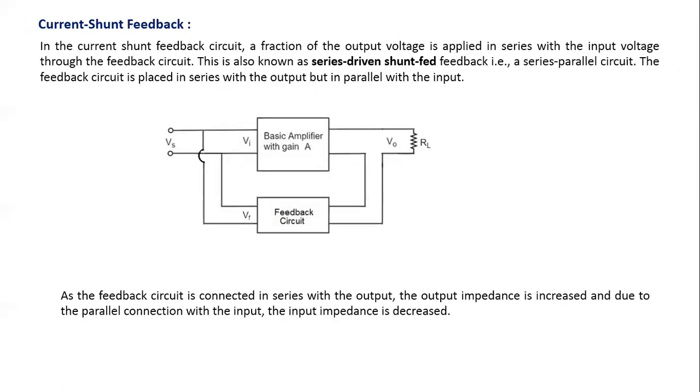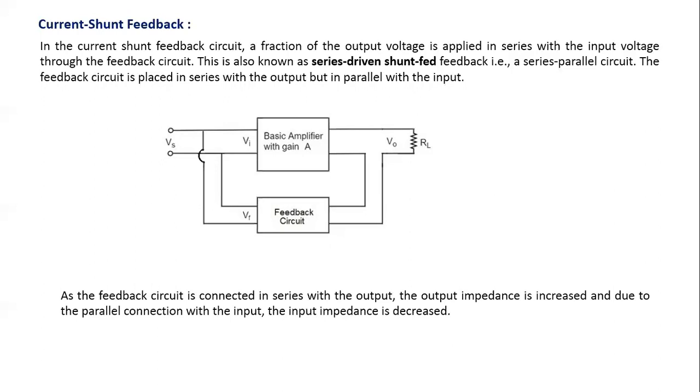And the last method of negative feedback is the current shunt feedback connection. As the name indicates, a fraction of the output current is applied in series with the input voltage through the feedback circuit. Sometimes these circuits are also called series-driven shunt feedback connections, or series parallel circuits. With these connections, the output impedance is increased and the input impedance decreases. So this diagram is related to current shunt feedback connections.